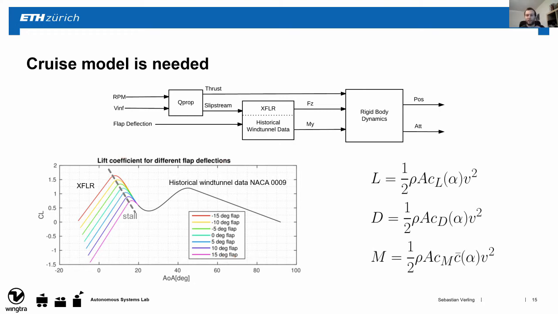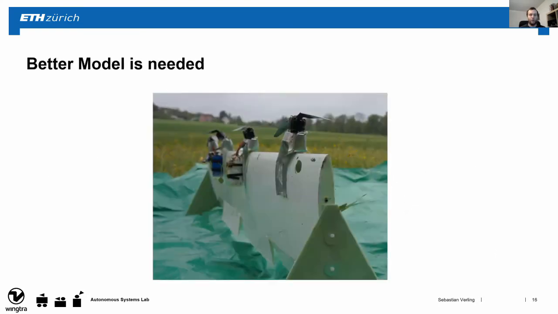For this, we were using historical wind tunnel data of an airfoil that has a pretty similar shape as the one that we use. After knowing the thrust, lift, drag, and moment through these equations here, we tried to create a model out of this and tune a controller for that, which didn't turn out that well, as you can see in this picture here with everything being bent. So we needed to have a better model because the simulations didn't quite capture all the effects correctly.